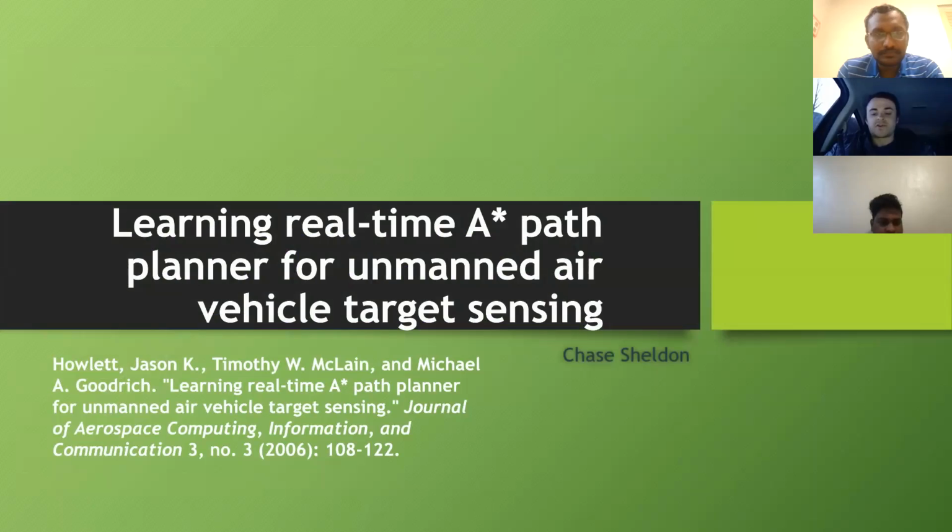I'll be discussing the first article, which is Learning Real-Time A-Star Path Planning for Unmanned Air Vehicle and Target Sensing. This article gives a look into path planning system for closely spaced targets from the perspective of unmanned air vehicles, which are also known as UAVs. The planner for these systems relies on a search algorithm called Learning Real-Time A-Star algorithm, or LRTA-Star for short. This algorithm produces all candidate paths that accomplish the objectives in the shortest possible distance.